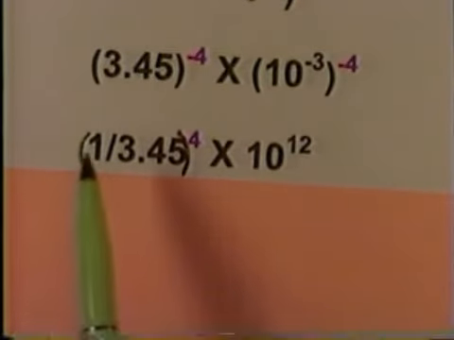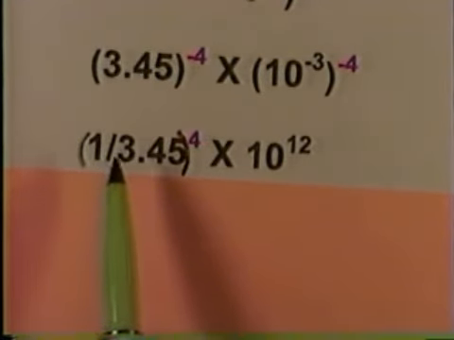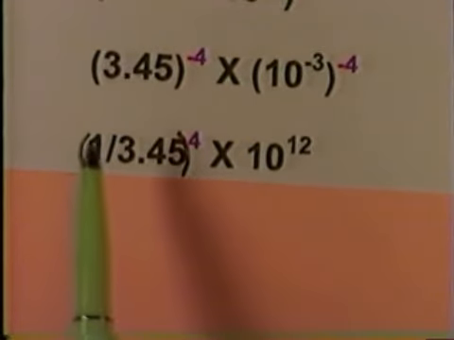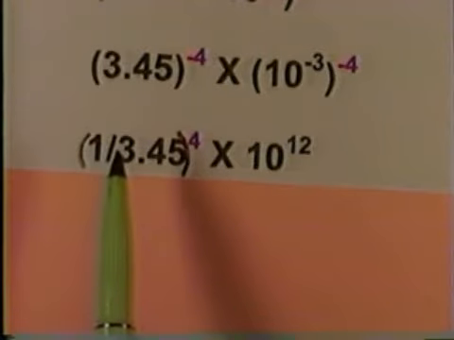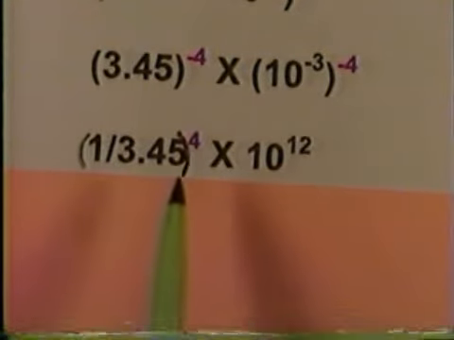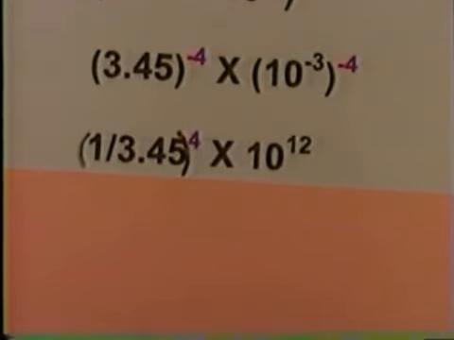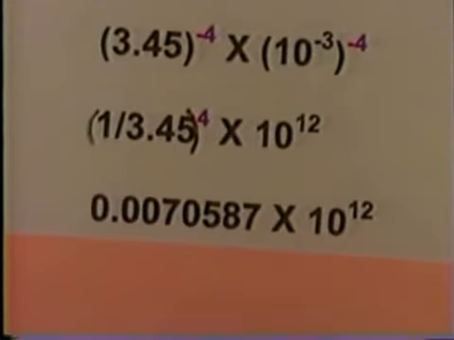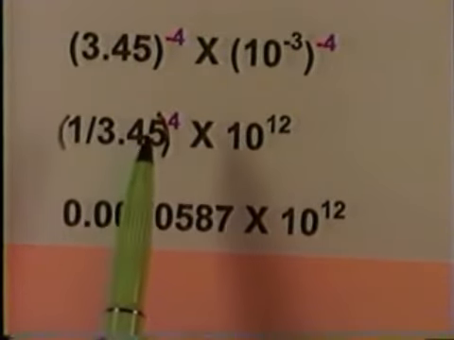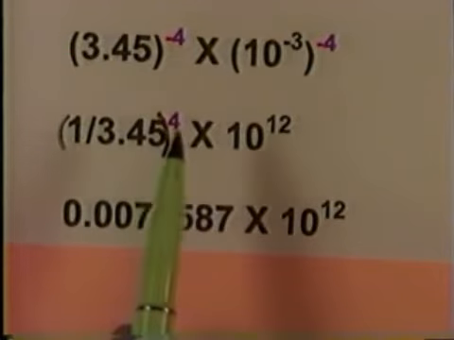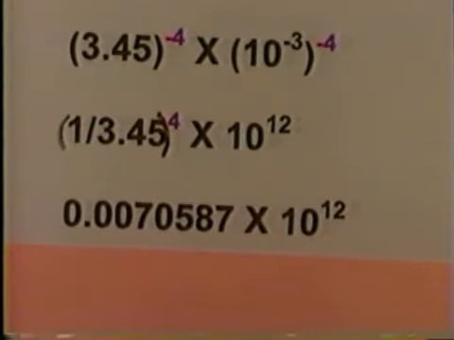Now on the calculator, I can evaluate 1 divided by 3.45 to the 4th, and all you have to do is to put in the parentheses, 1 divided by 3.45, close parentheses, raised to the 4th power, and you will get 0.0070587. Now you might want to stop the tape and take your calculator and work it through to make sure you get this on the calculator. And of course I've got times 10 to the 12th.